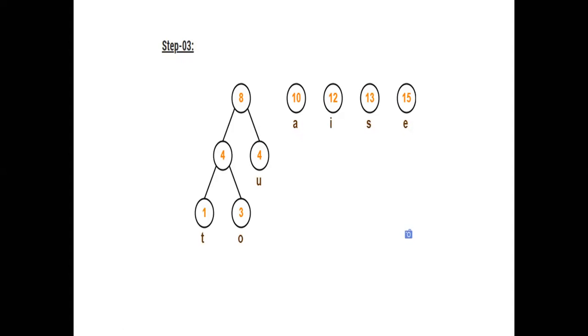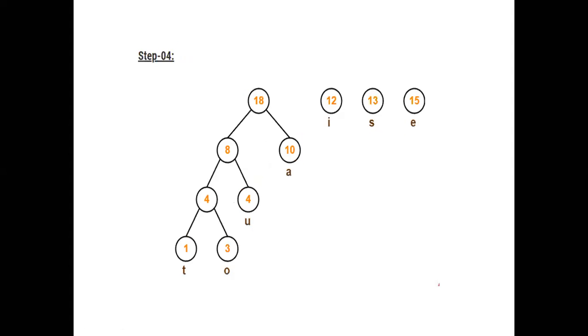Again choose the minimum 2 numbers, that is 8 and 10. Again create a root node, that is 18. Again, this is your new array: 18, 12, 13 and 15. Again, choose the minimum number. Don't forget to choose the minimum number. Now, which one is the minimum number? That is 12 and that is 13.